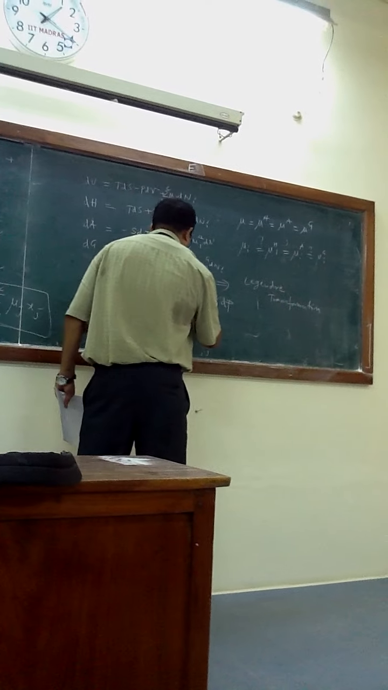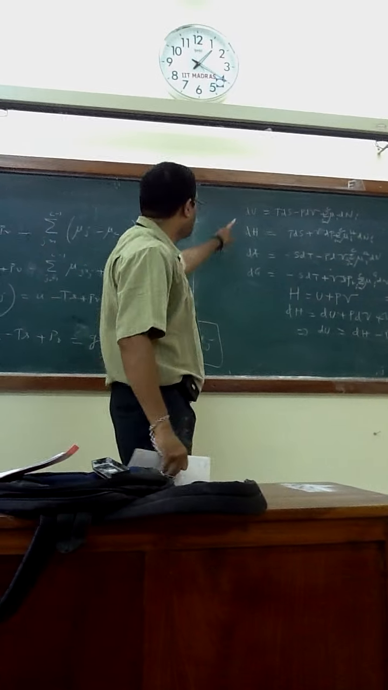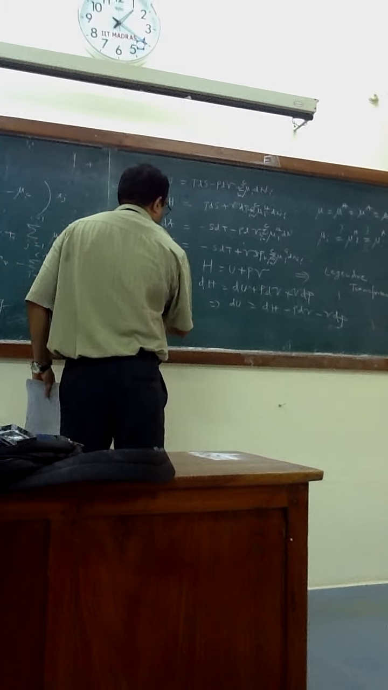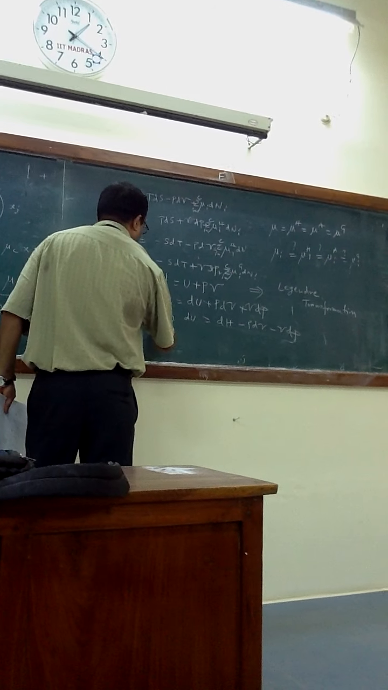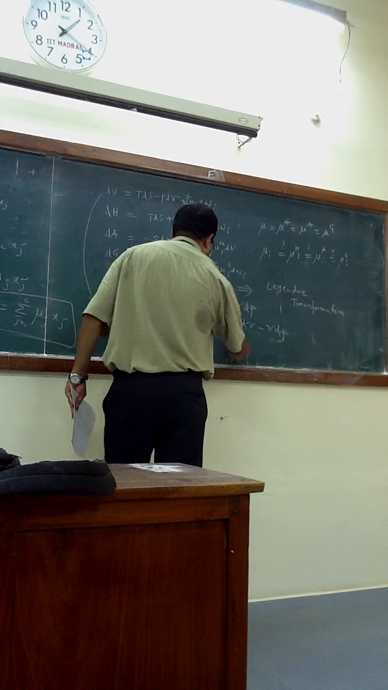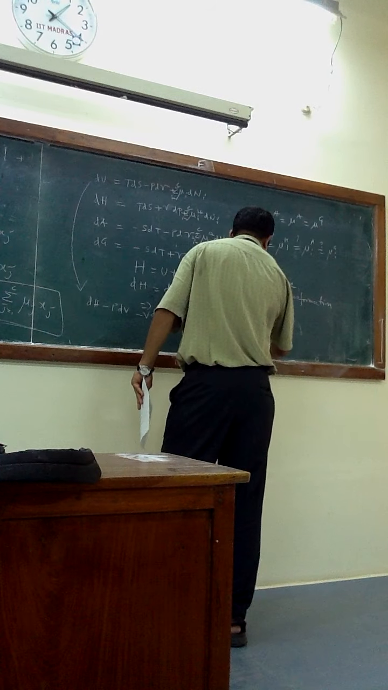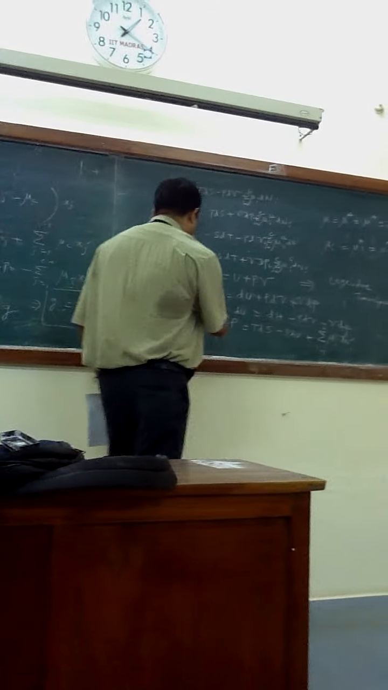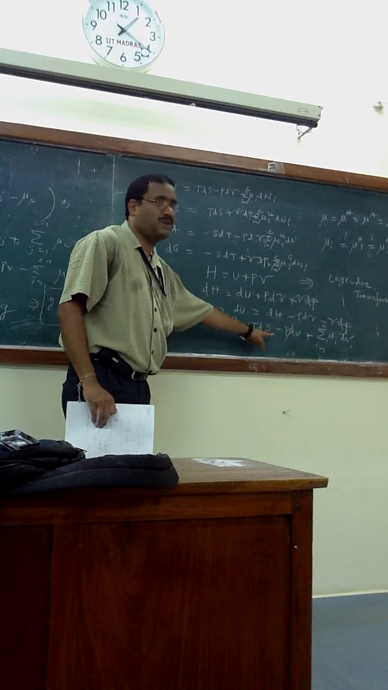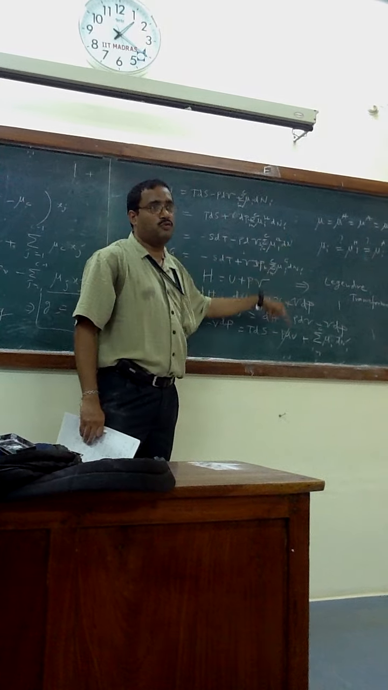dU equals dH minus pdV minus Vdp. So we substitute here by dH minus pdV minus Vdp equals TdS minus pdV plus summation i equals 1 to C of mu_i dn_i. The pdV and Vdp terms get cancelled. dH will be TdS plus Vdp plus mu_i dn_i. We know that TdS, Vdp, mu_i, H, dn_i. So mu_i equals mu_i^H.